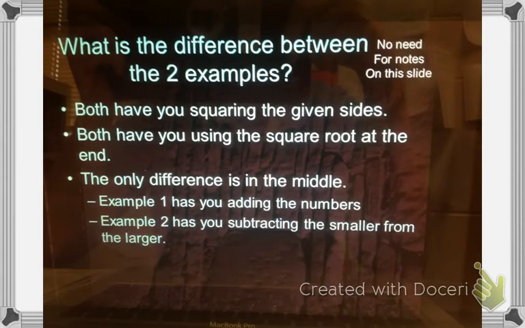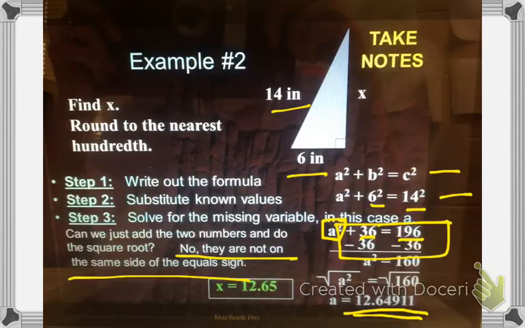Alright, let's look at the next one. What is the difference between the two examples? Kinda hinted at it. Remember, both have you squaring the given sides, right? We squared the given sides in both of our equations. Both have you using the square root at the end, right? The only difference is in the middle. Example 1 has you adding the numbers on the same side of the equal sign. Example 2 has you subtracting the smaller from the larger, right?